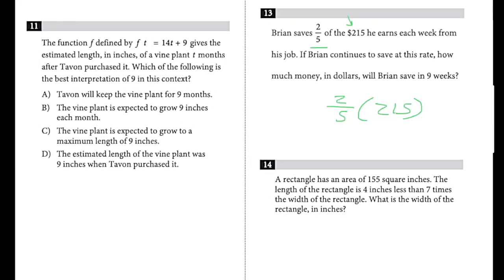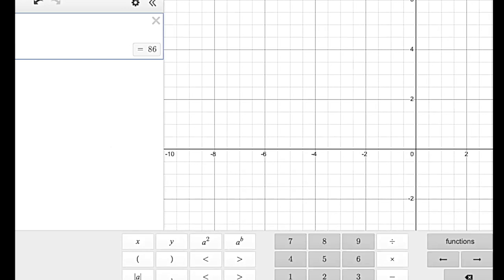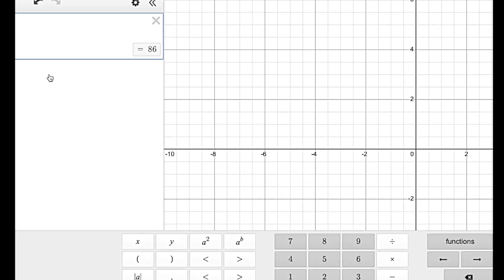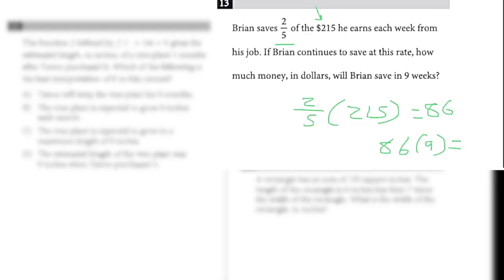If Brian continues at this rate, how much money will he have in 9 weeks? Well, let's see. He gets 2/5 of 215 every week. Okay. So basically we want to start by 2 over 5 times 215. And I'll just throw that into my calculator because I can. 86. 86 times 9. We're just going to throw that in as well. 774. So our answer is 774.